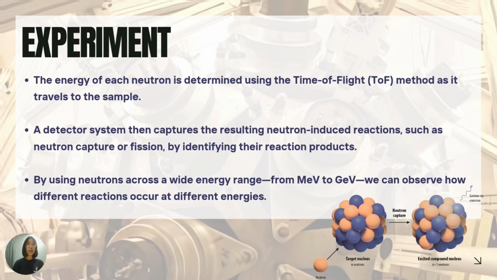For the experiment, the energy of each neutron is determined through the time-of-flight method as it travels to the sample. A detector system then captures the resulting neutron-induced reaction, such as neutron capture or fission, by identifying the reaction products. By using neutrons across a wide range of energy, from meV to GeV, we can observe how different reactions occur at different energies.